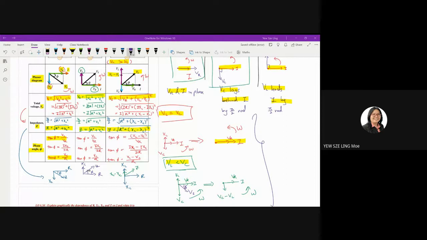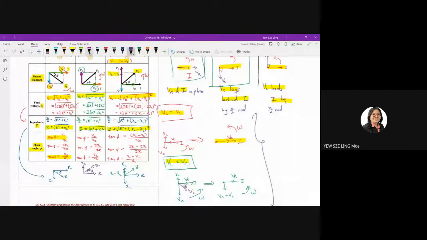If VL is larger than VC, VS is in the first quadrant. If VL is less than VC, then your VS is in the fourth quadrant. If your VL is equals to VC, then VS is lying on the X component in the same direction as your VR, because in this situation VS is equals to VR. So VS is lying on the same component as your VR, because your VC and VL cancel out each other. All right, so that is your combination circuit.